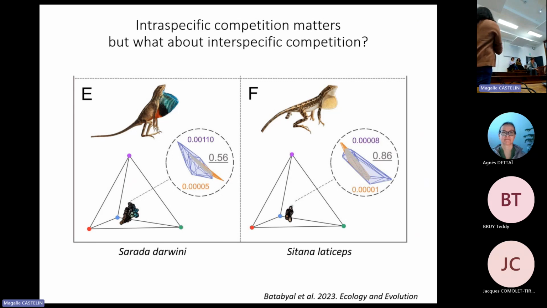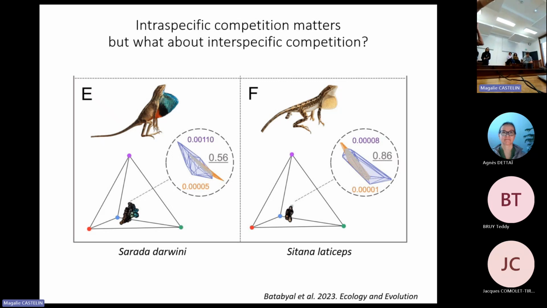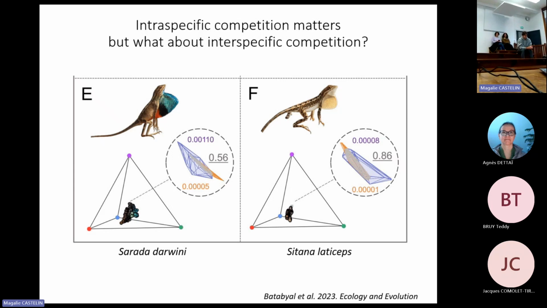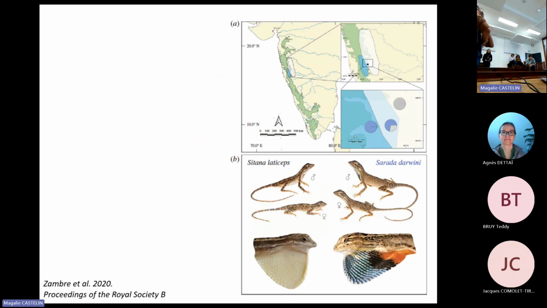And we're talking about teeny tiny lizards here. So if you look at the scale, this is how tiny they are. And what I show you here is the amount of color in color space that each of those lizards are producing. And these are males of the species. So what about interspecific competition?